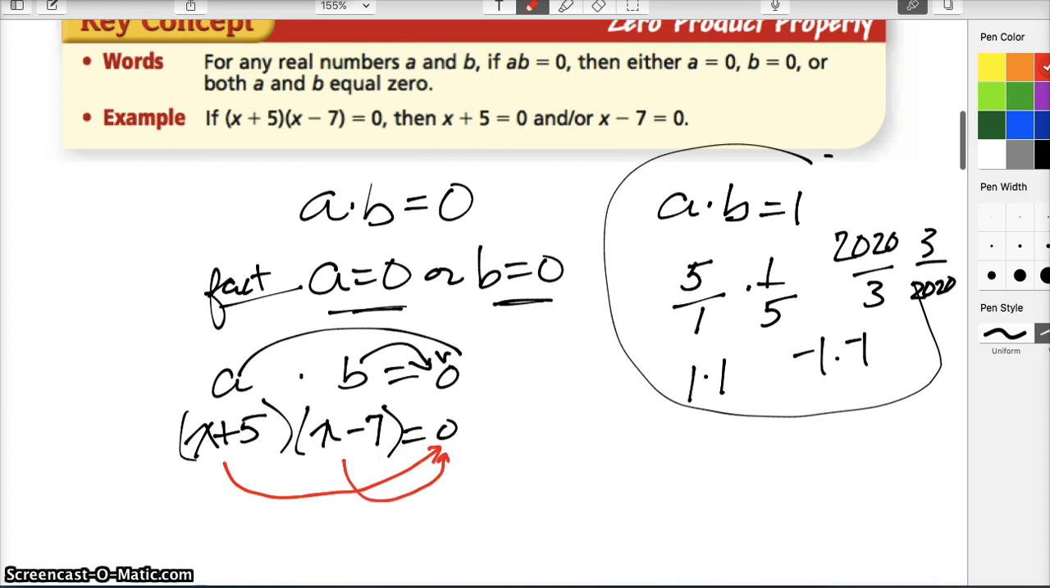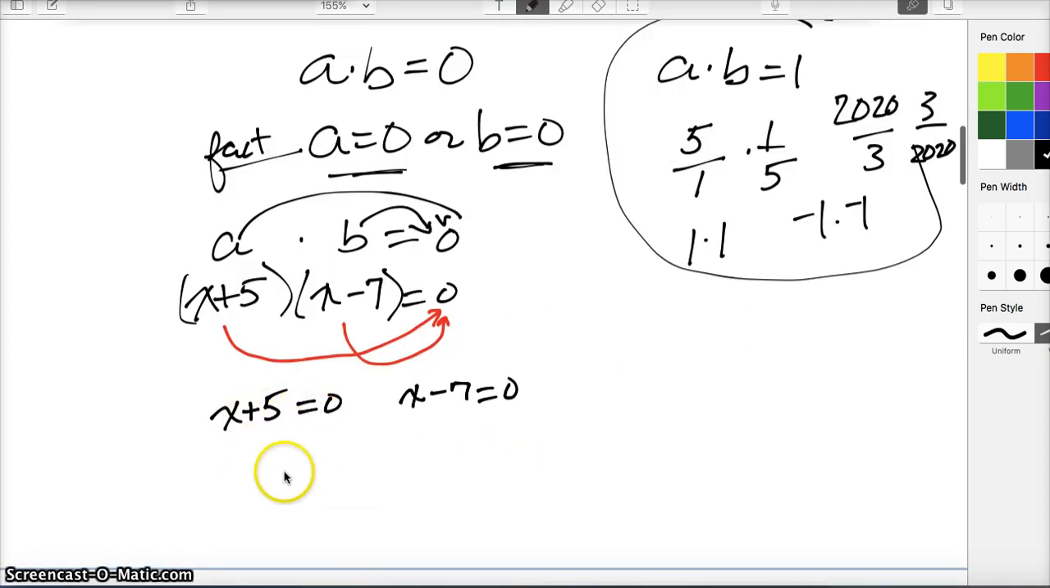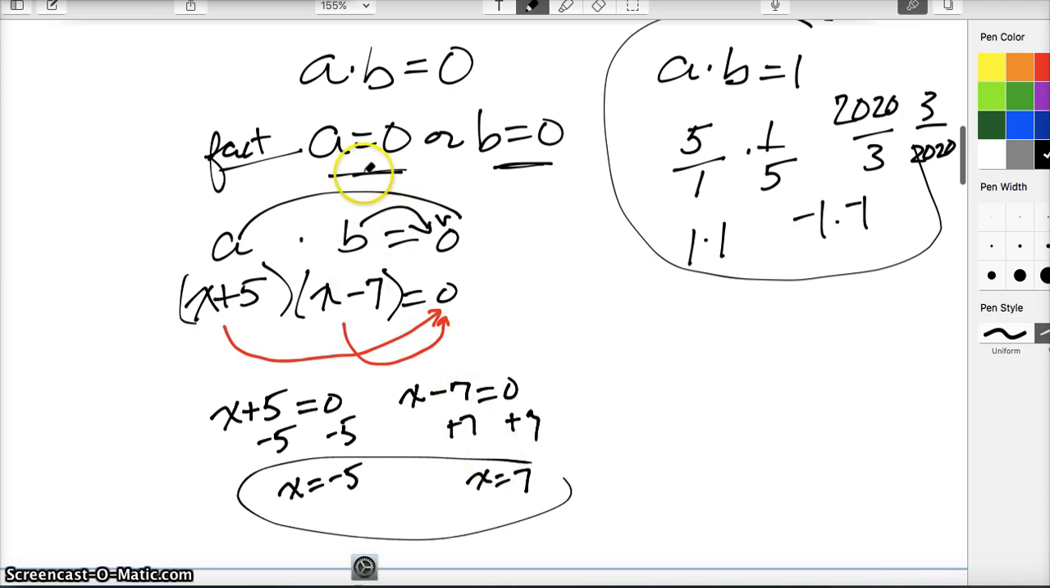And so with that, I set each of my factors equal to 0, and then I solve for x. I'm going to subtract 5 from both sides, and then I get that x is equal to -5. Or I'll add 7 to both sides, and then I get that x is equal to 7. And so here, the power of the product equaling 0 is just wonderful, okay? So that kind of informs how we're going to process through the next few problems.